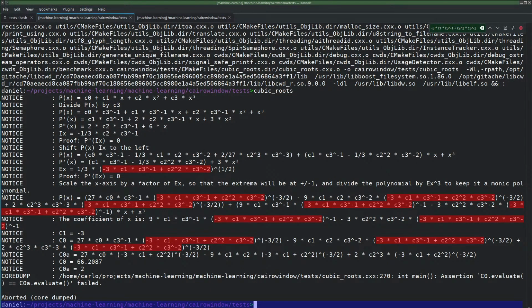Uh-oh. They are not equal. This one is 66.2 and this one is just 2. Well, that's weird because I started with this and then I did an attempt to simplify it. Must have made a mistake somewhere. Let's try this again then.